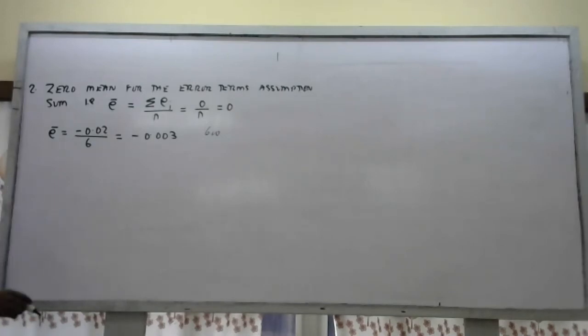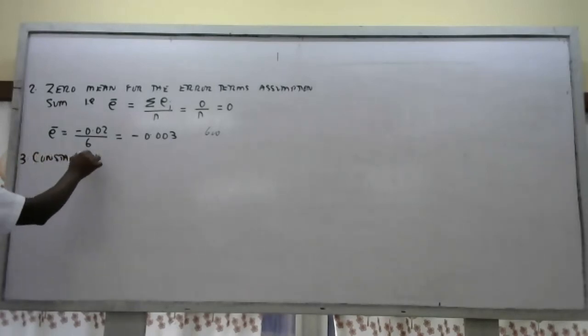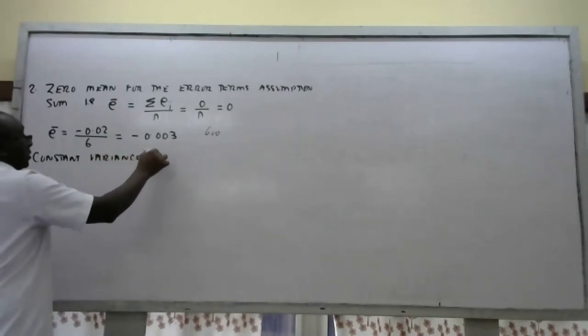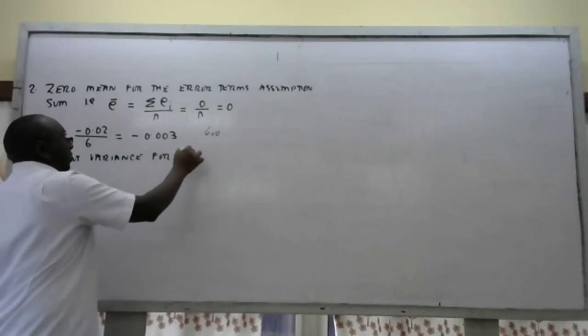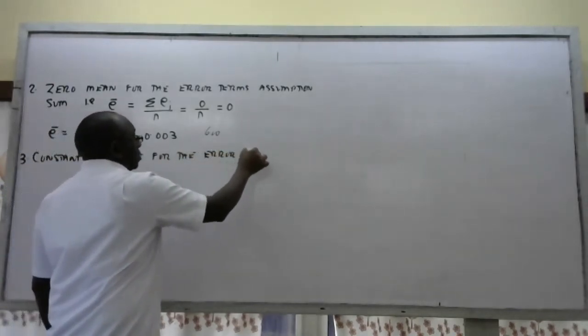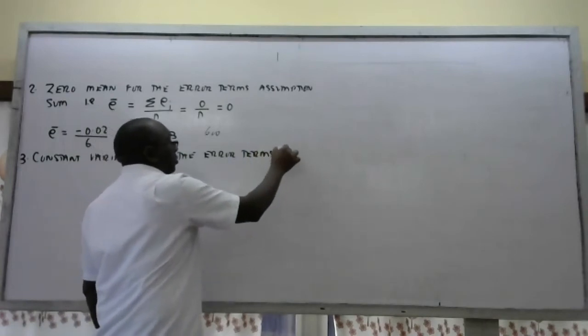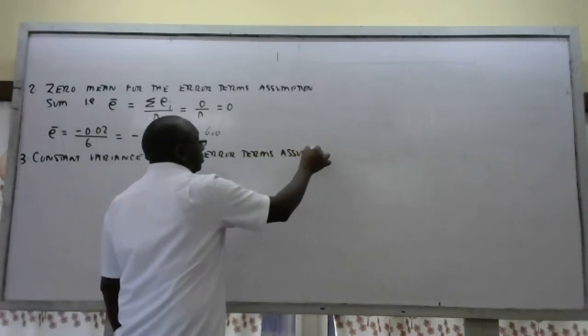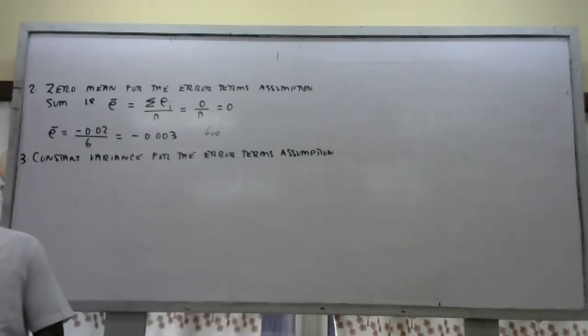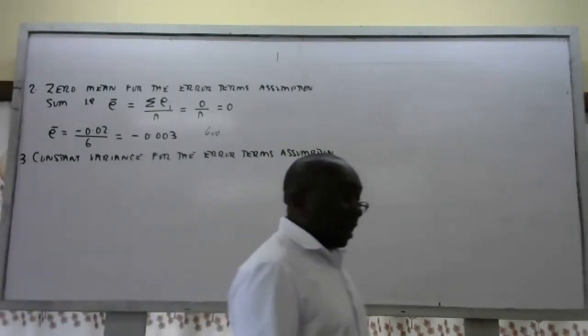Okay, number 3. Constant variance for the error terms assumption.